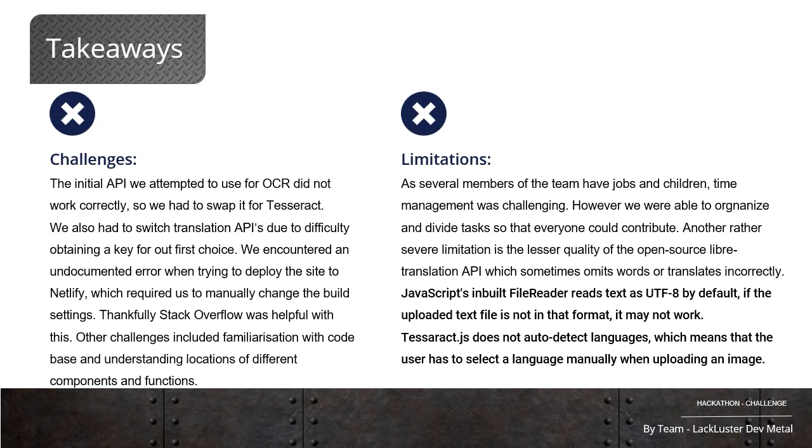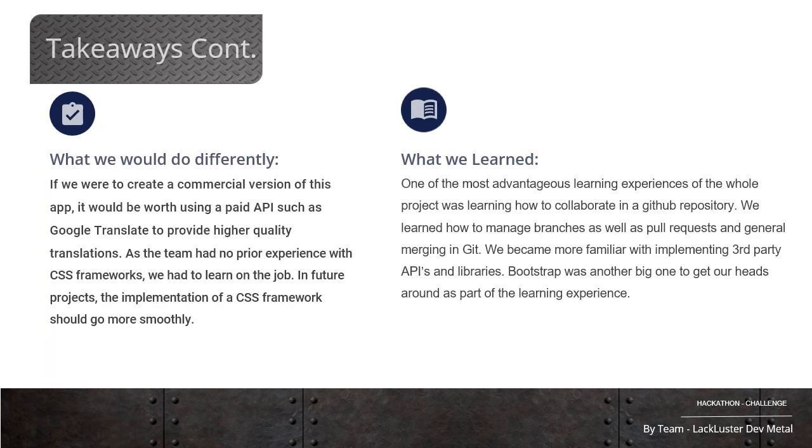Limitations. As several members of the team have jobs and children, time management was challenging. However, we were able to organize and divide tasks so that everyone could contribute. Another rather severe limitation is the lesser quality of the open source LibreTranslate API, which sometimes omits words or translates incorrectly. JavaScript's inbuilt file reader reads text as UTF-8 by default. If the uploaded text file is not in that format, it may not work. And Tesseract does not auto-detect languages, which means that the user has to select a language manually when uploading an image.